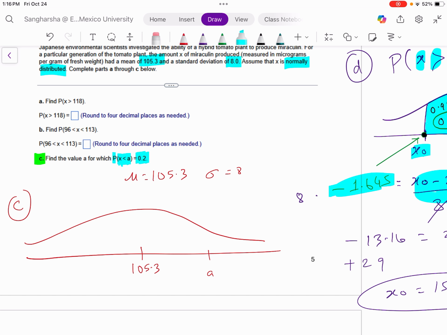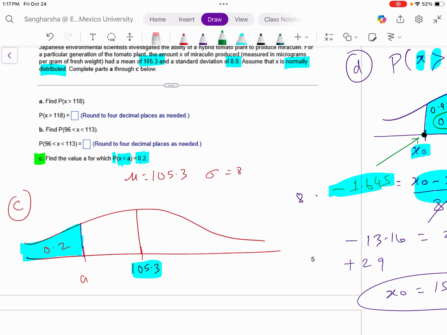It's not, right? Because we know the area on the left of 105.3 is already 0.5, and we can't have all this be 0.2. So our A is not on the right side, it has to be on the left side. So let's say our A is here, and the area on the left of A, less than A, is given to us as 0.2. So this is 0.2.